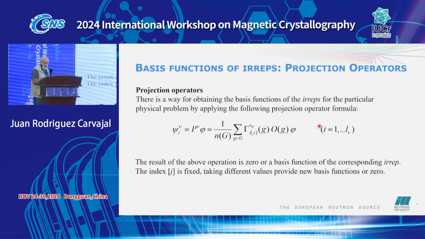Then you can repeat for the different i here. i goes from 1 to l nu, and then you can obtain different functions that are basis functions in general. The result of the above operation is 0 or a basis function of the corresponding IREPs. And the index j here is fixed. Taking different values of the index j here, you remember that ij correspond to elements of the matrices.